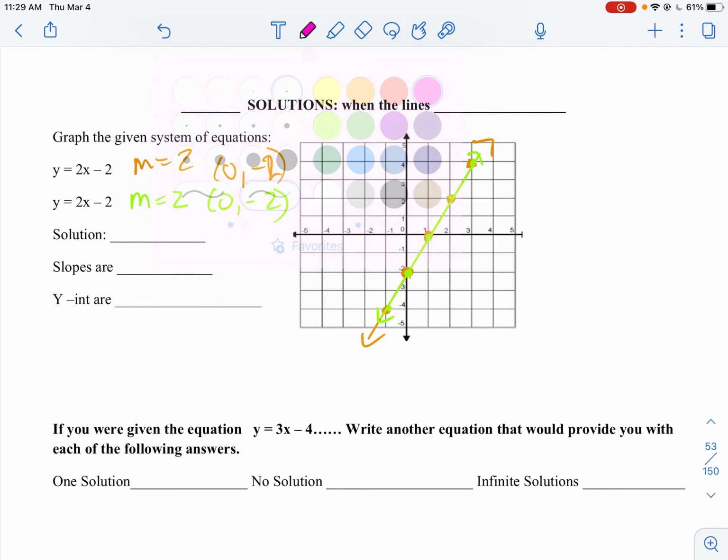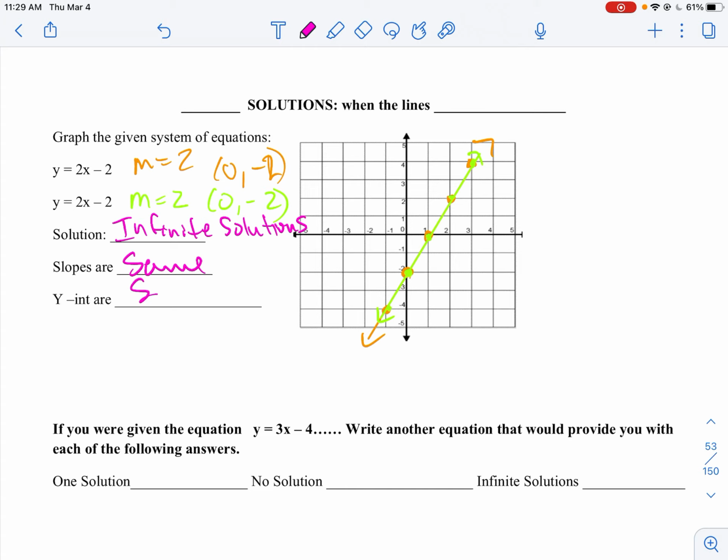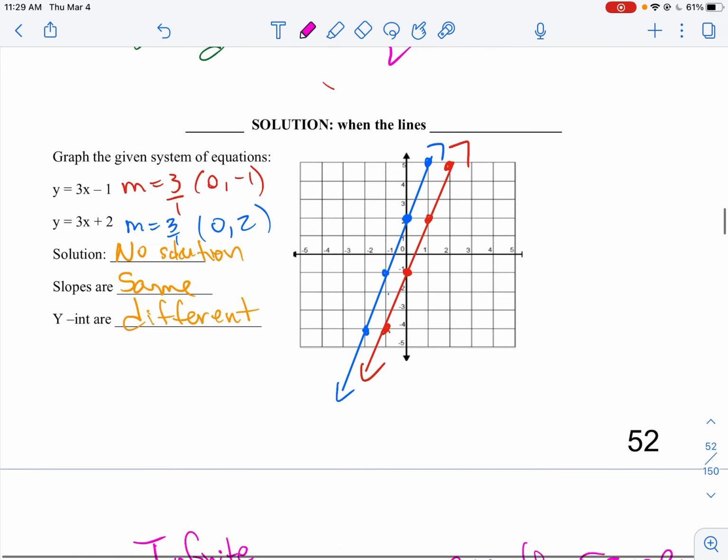So this is infinite solutions because they have all the same solutions. The slopes are the same and the y-intercepts are the same. There are infinite solutions when the lines are the same.